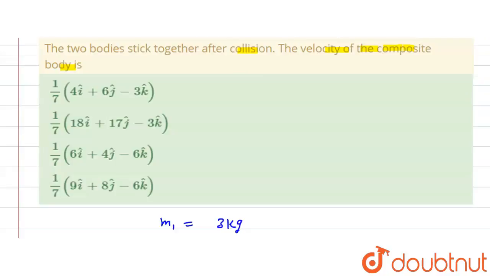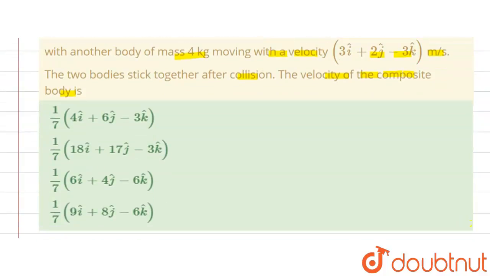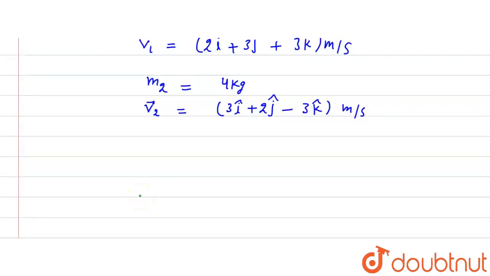Now these are the two bodies given. The two bodies stick together after collision. Let the velocity of the composite body be v. So using the law of conservation of linear momentum, total momentum before collision is equal to total momentum after collision.